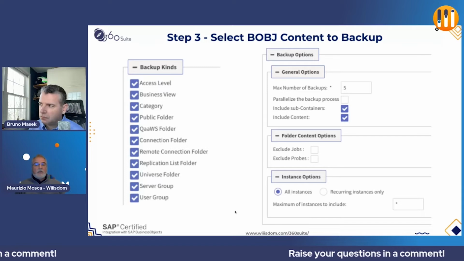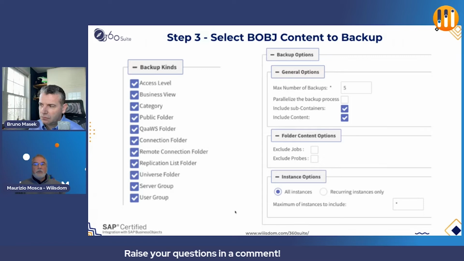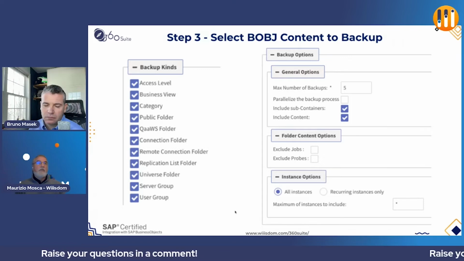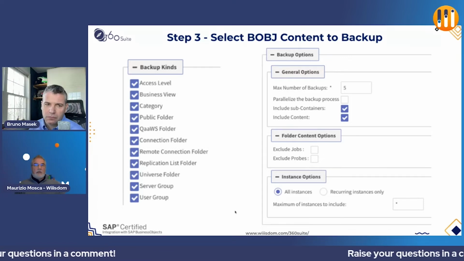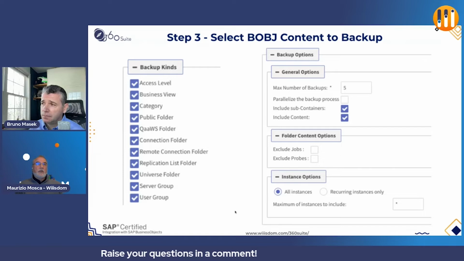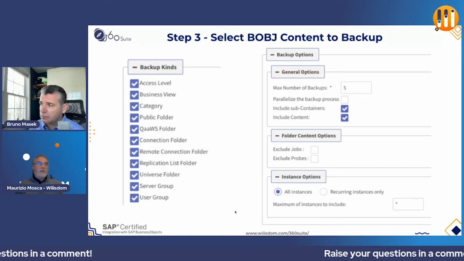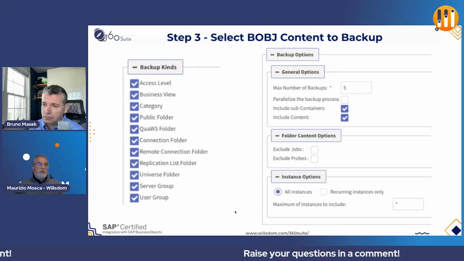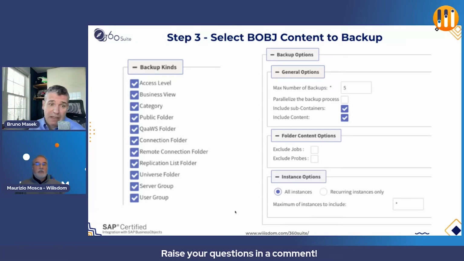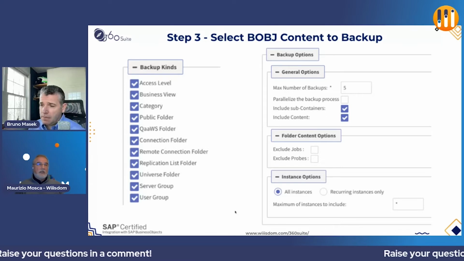Obviously, this is much more efficient than a traditional backup and restore strategy where you usually take a snapshot of everything. But then the problem is, if I only need to restore something, but I don't want to restore everything, I don't have that choice. Whereas when you use 360 tools, you can decide to maybe restore one report, one folder, one universe without having to touch anything else. And obviously that means it's faster, there is no downtime, you don't lose any changes that have been happening in the meantime because you don't overwrite everything.